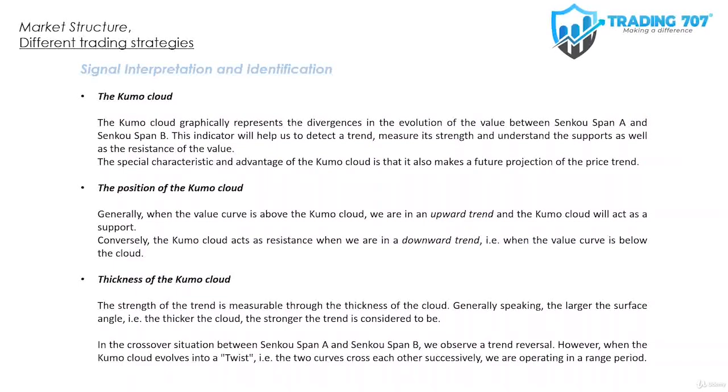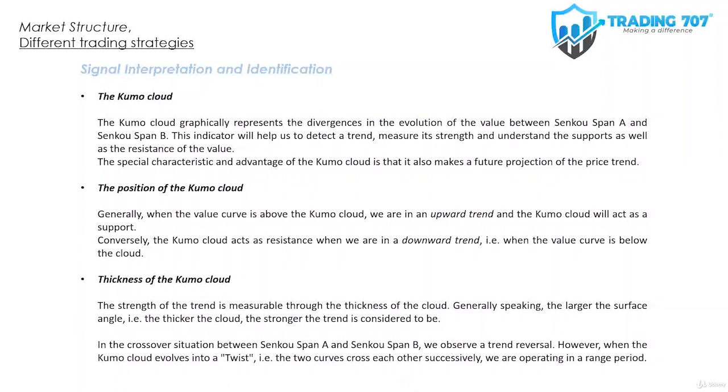Let's talk about the position of the Kumo cloud. Generally, when the value curve is above the Kumo cloud, we are in an upward trend, and the Kumo cloud will act as a support. Conversely, the Kumo cloud acts as a resistance when we are in a downward trend, so when the value curve is below the cloud.